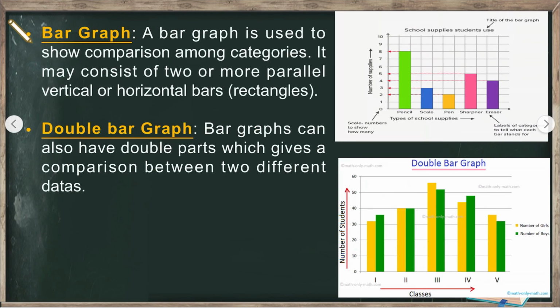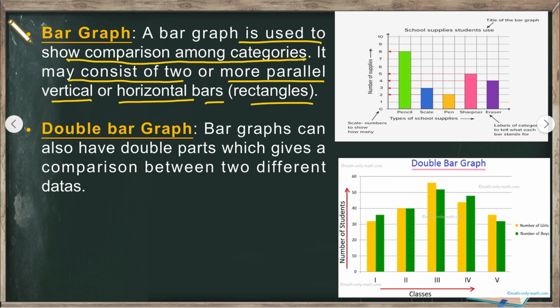First we have the bar graph. A bar graph is used to show comparison among categories. It may consist of two or more parallel vertical or horizontal bars, or you can say rectangles. This one gives us an example of a bar graph. Here we have these vertical rectangles, which we call vertical bars, or sometimes rectangles.